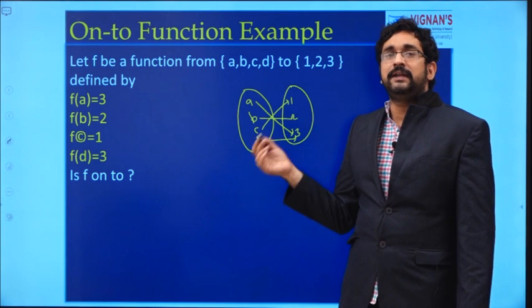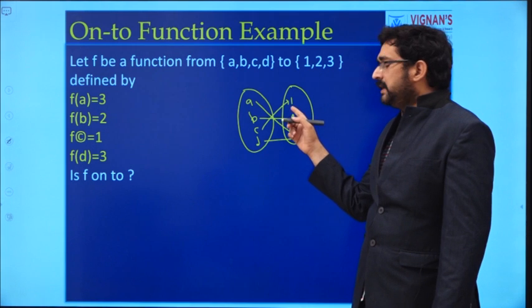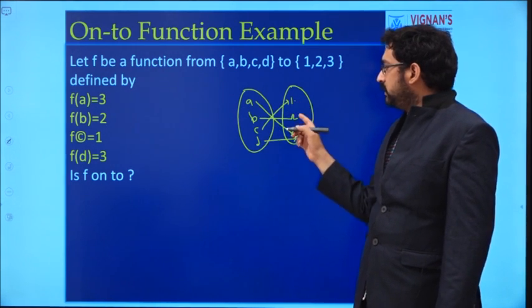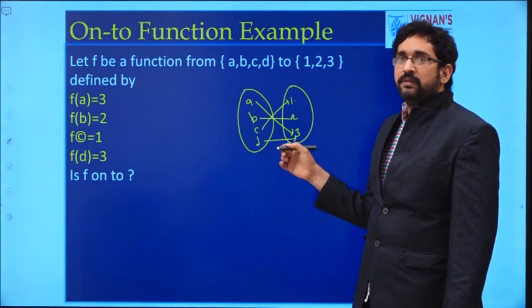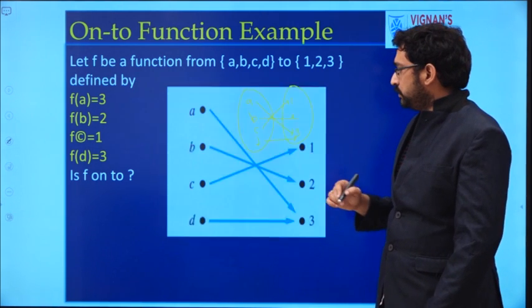What is the definition of onto? Every element in the codomain should have a mapping from the domain. Here 1 is having mapping, 2 is having mapping, 3 is also having mapping from the domain. So by the definition of onto, we can say that f is onto.